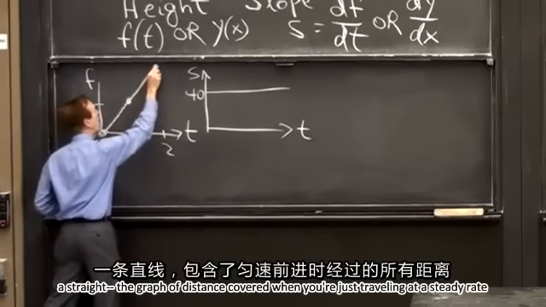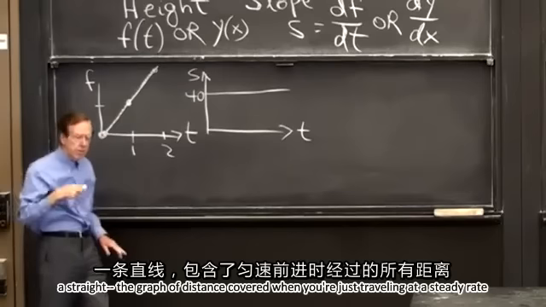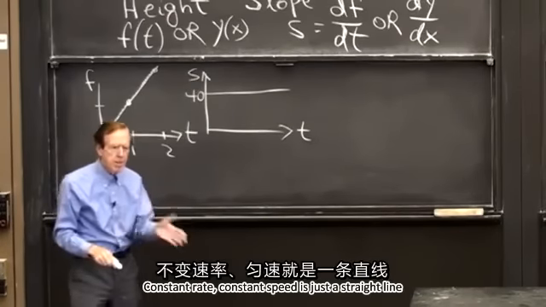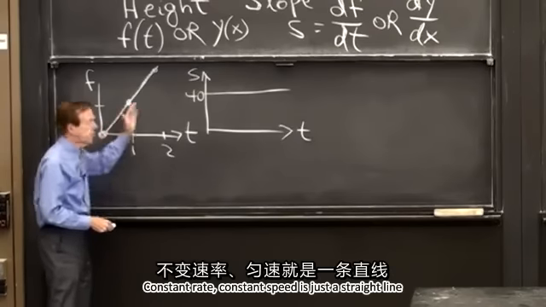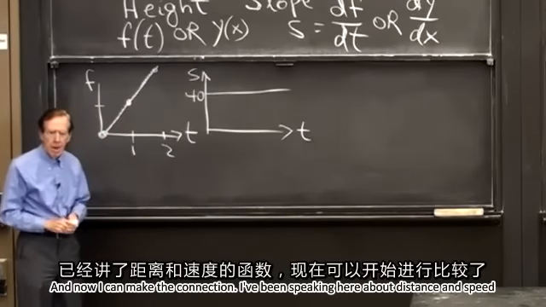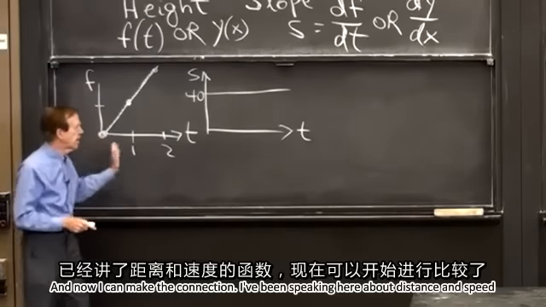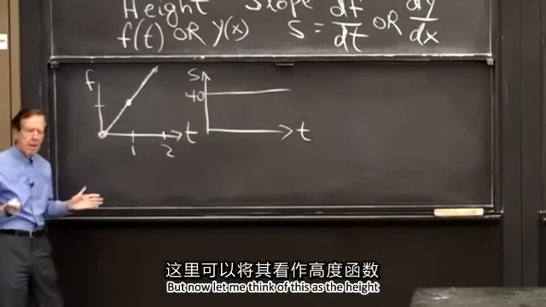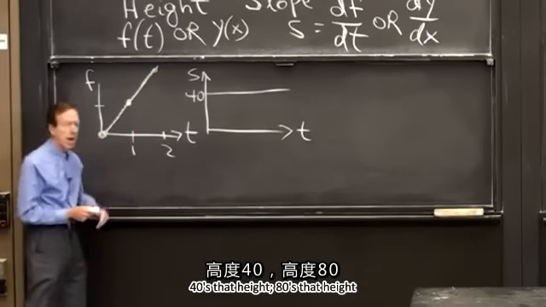The graph of distance covered when you're just traveling at a steady rate, constant speed, is just a straight line. And now I can make the connection. I've been speaking here about distance and speed. But now let me think of this as the height. 40 is that height, 80 is that height.